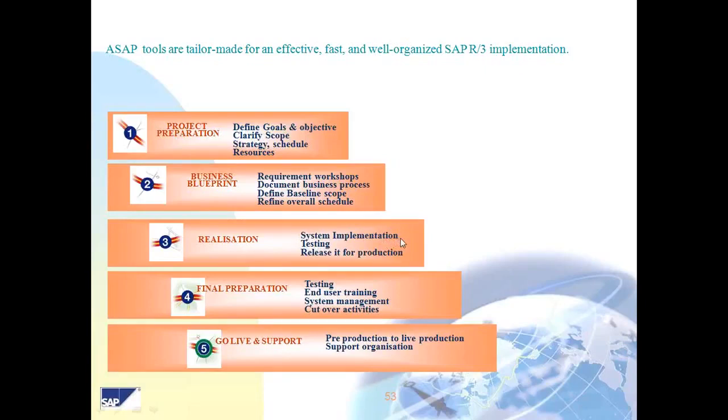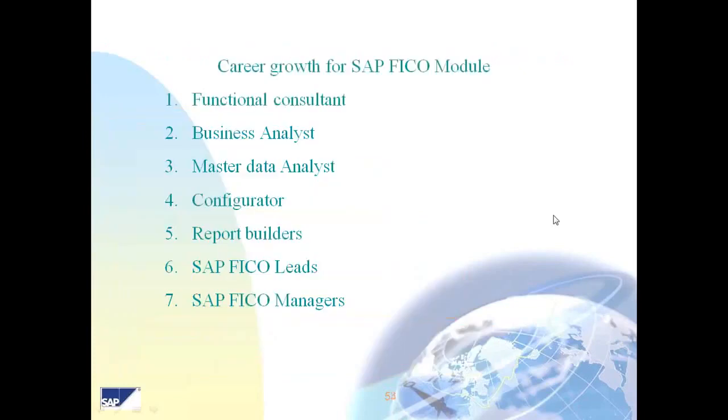So system implementation and the testing validation of production is possible in the validation phase. We are doing testing, end user training, system management, and cutover activities during the final preparation stage. Once the final preparation is over, we are going to go live and support. During the go-live, there is a pre-production, pre-live production support organization.